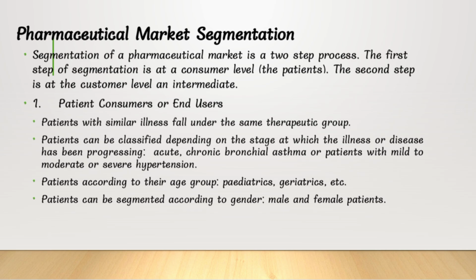Patients can be classified depending on the stage at which the illness or disease has been progressing: acute, chronic, bronchial asthma, or patients with mild to moderate or severe hypertension. Patients according to their age group, pediatrics, geriatrics, etc. Patients can be segmented according to gender, male and female patients.